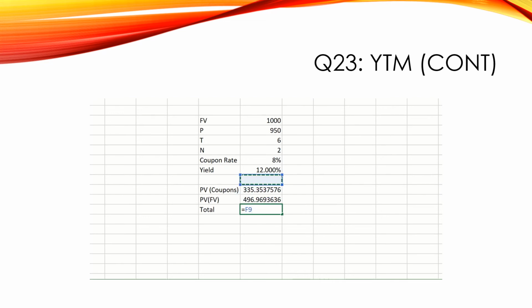So I then sum it up, and this will give me the present value of the bond. Now here what I'm getting is $832. So in order to solve for this, I need to use Excel Solver.